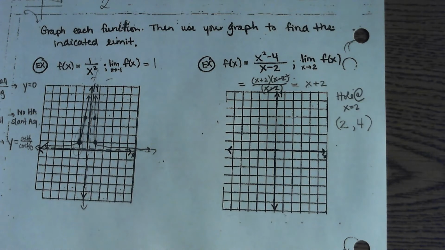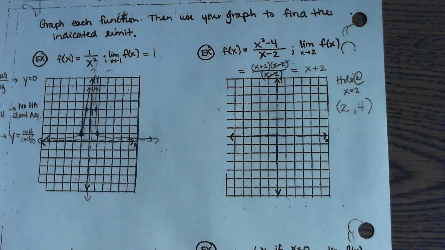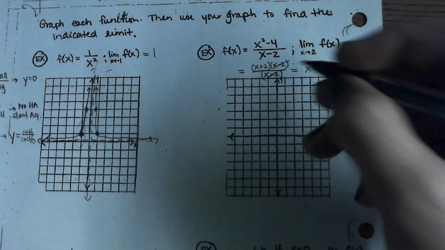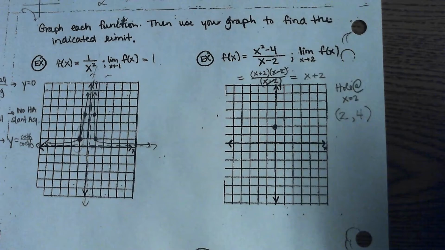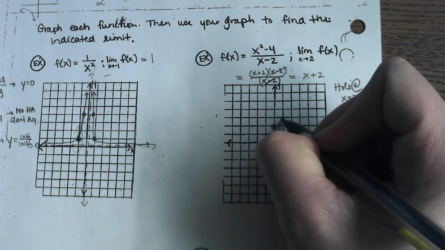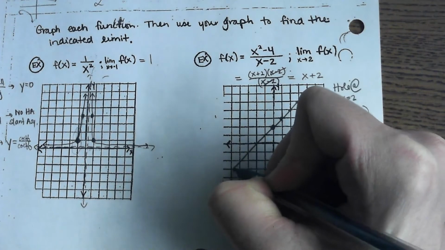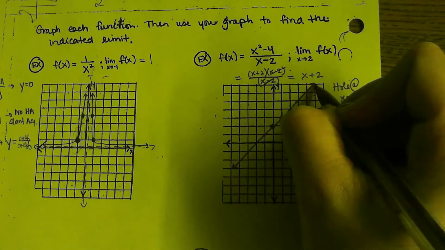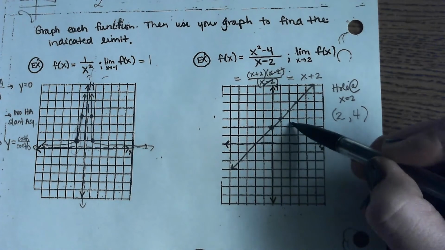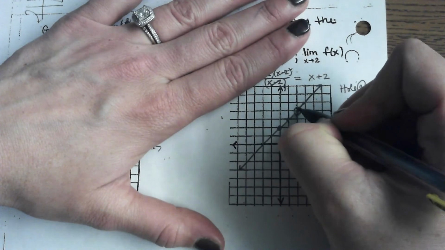Other than that hole, the rational function looks identical to the linear function that has a y-intercept of 2 and then a slope of up 1 over 1, up 1 over 1, up 1 over 1. So we'll draw that line, and then wherever 2, 4 is, I'm going to erase it and put a nice, very obvious open hole.